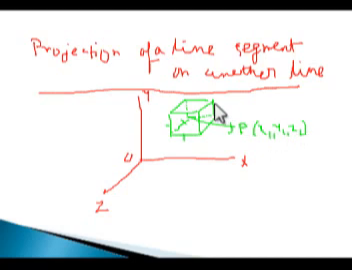and this is the point Q. Its coordinates are x2, y2, and z2. Then we will have a diagonal. Any two points joined by a line segment can be used as a diagonal of a parallelepiped. So here the line segment PQ is used as a diagonal of a parallelepiped.